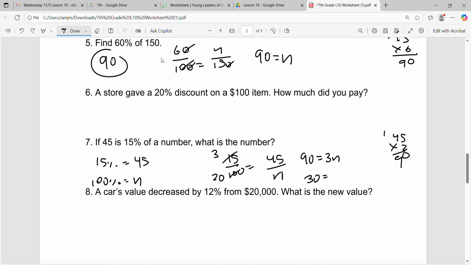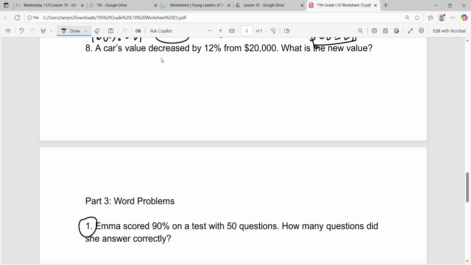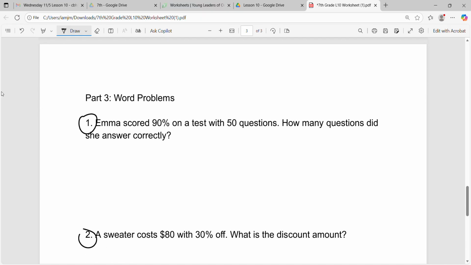Oops, I'm sorry, I made a mistake. This is 900, so the original number should be 300. The original number is 300. Out of 300, 15%. So we found the original number. Nice job. Let's move on to part 3, word problems.